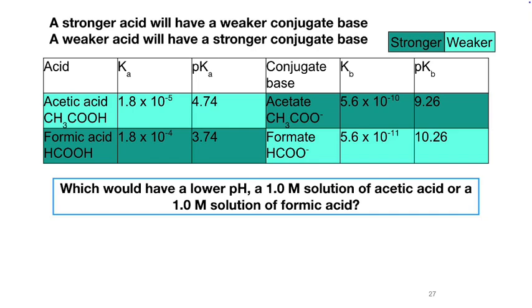What do you guys think? What does lower pH mean? More acid, a higher concentration of H3O+. Okay. Which of those two is going to generate more H+? The stronger acid should generate more H+. Which one was the stronger acid? The formic acid. Kind of makes sense? Okay.